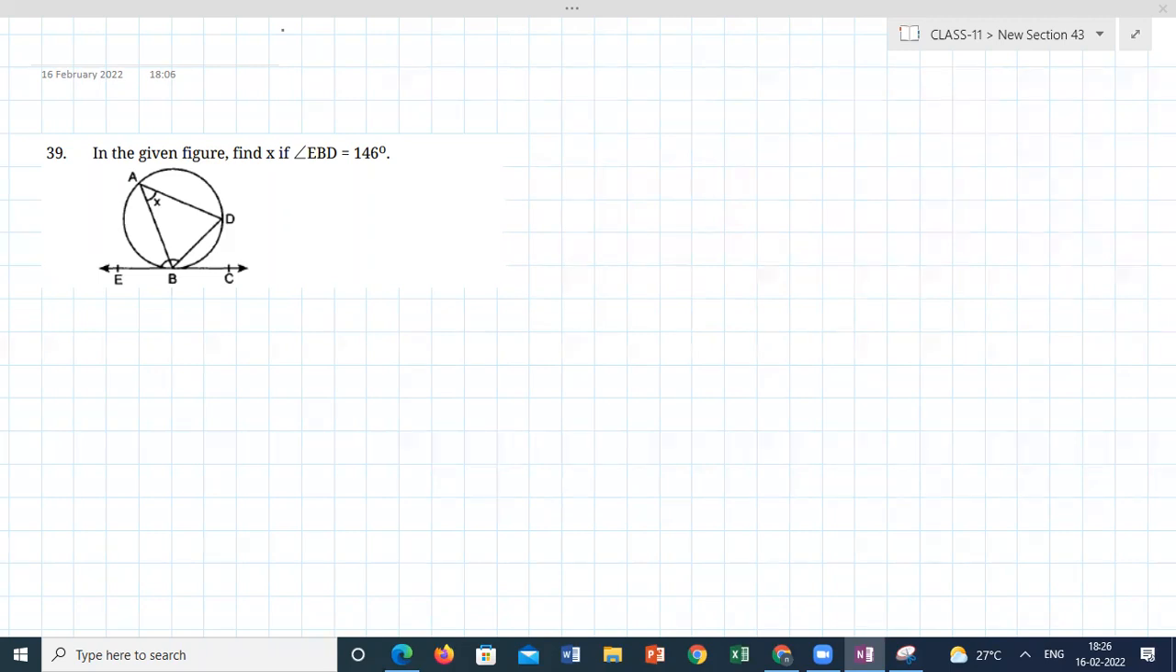In the given figure, find x if angle EBD is equal to 146. Anyone got the answer? Friends, do you hear what I'm asking?